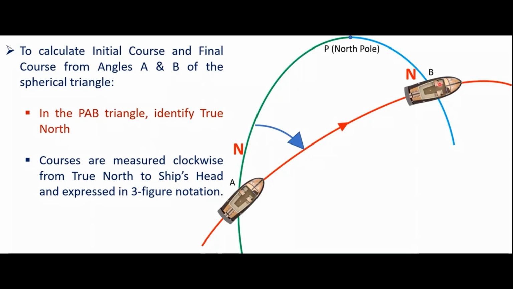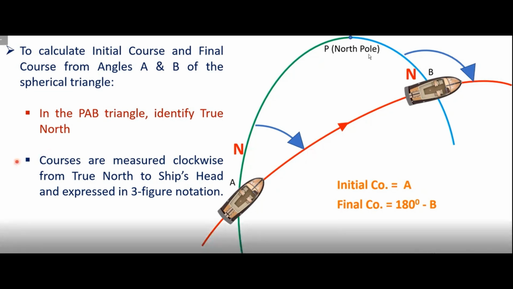Now when the ship reaches at B, again from the north, we go clockwise up to the ship's head, and this blue arrow represents the final course. But when you solve the triangle, you are not getting this angle. What you're solving is internal angle B. So we can see in this case, the final course shall be 180 minus angle B. In this case, initial course is equal to angle A, and the final course is 180 degrees minus angle B. This is how A and B are used to evaluate initial and the final courses.